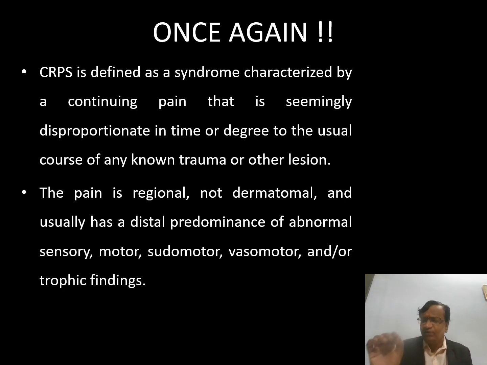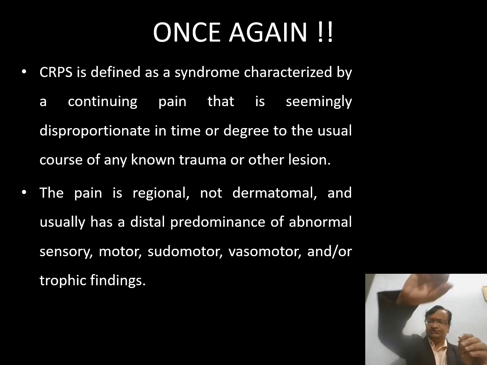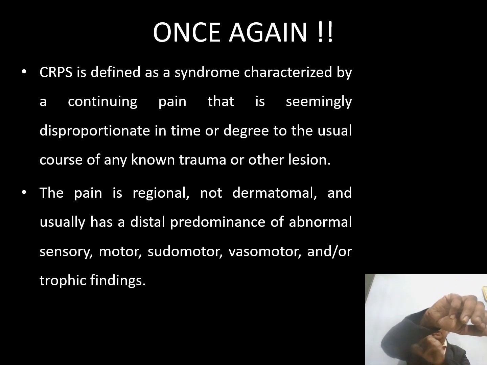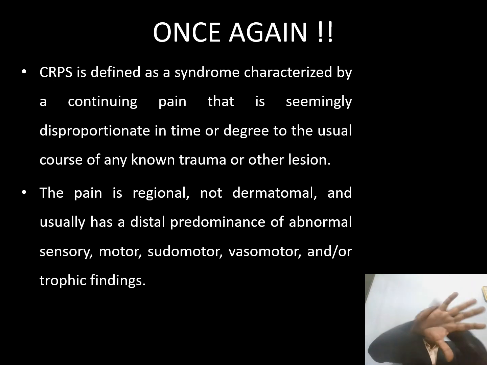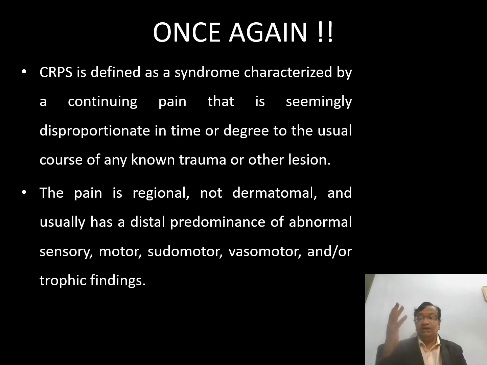Very importantly, I want to stress that pain is regional and not dermatomal. Now you take, there is some injury here and the wrist is having severe pain. Injury here, and the wrist and all these things are having swelling and pain here. Now if you see this side of the wrist, this is C8 and that side of the wrist is C5. That is very important. It is not dermatomal. It is regional.